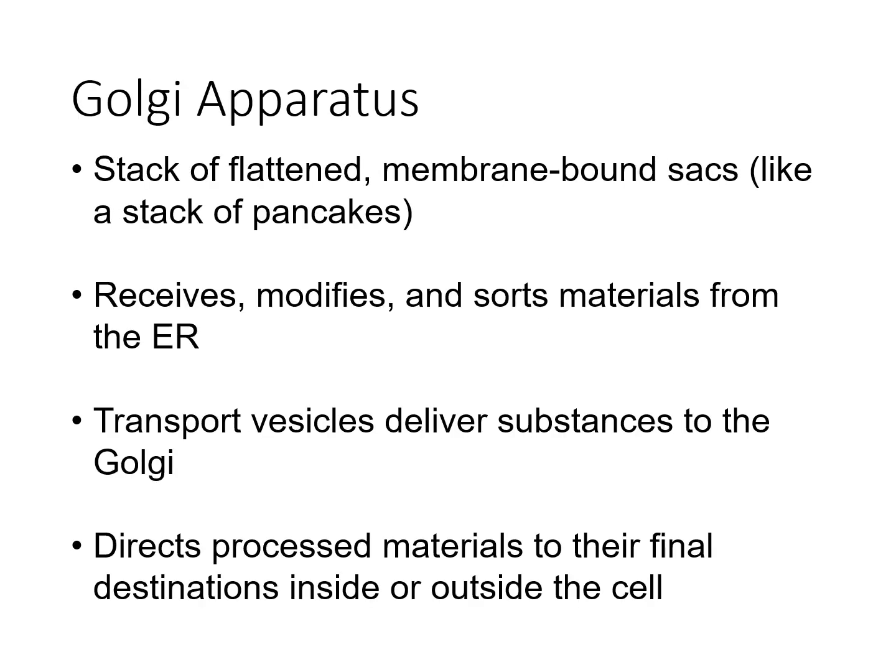The Golgi apparatus is made up of a stack of flattened, membrane-bound sacs. It even looks a bit like a stack of pancakes. It receives, modifies, and sorts materials that arrive from the endoplasmic reticulum. These materials are carried in by transport vesicles, which deliver them to the Golgi. It acts as a central hub for modifying, packaging, and directing cellular materials to their final destinations either inside the cell or for export. Think of the Golgi apparatus as a sorting and shipping center in a factory.